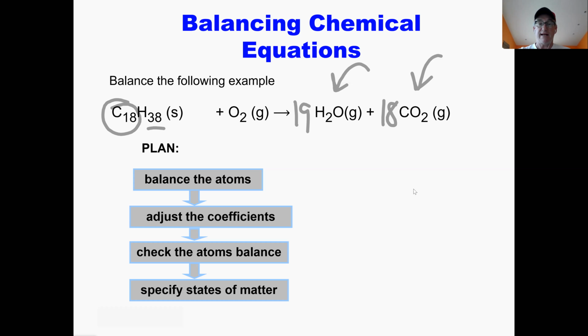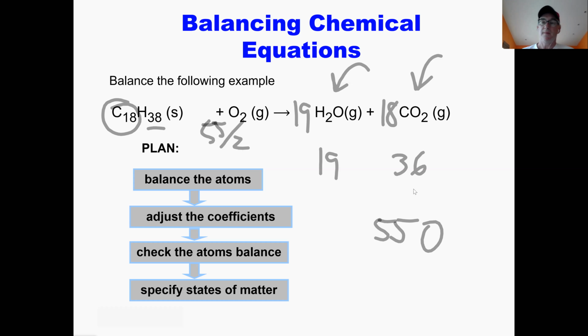the oxygens last. So here we have 19, and here we have 18 times 2, we got 36 for a total of 55. So there's 55 oxygens. Problem is, we've got 2 on the left side. So what do? We cheat and we say there's 55 divided by 2.